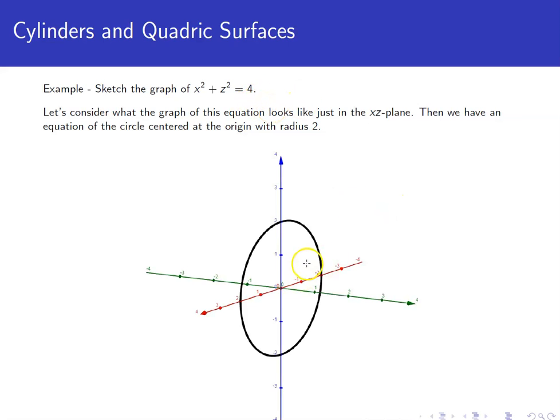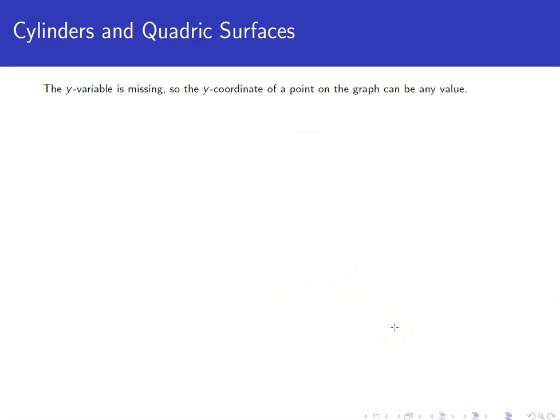So here are our three-dimensional coordinate axes. Here's the x-axis, the red axis. Here's the z-axis, the blue axis. And we've drawn the circle of radius 2 in the xz plane. Now, the y variable is missing. That means the y coordinate can be any value as long as x squared plus z squared is equal to 4.